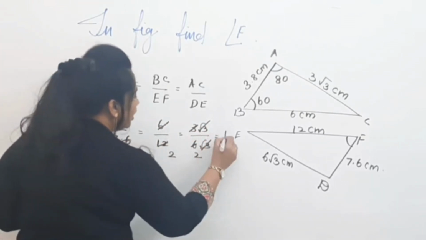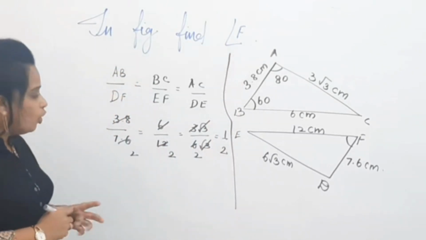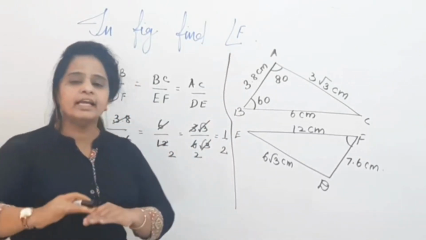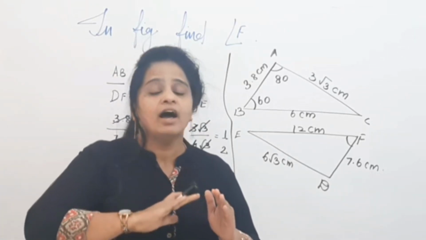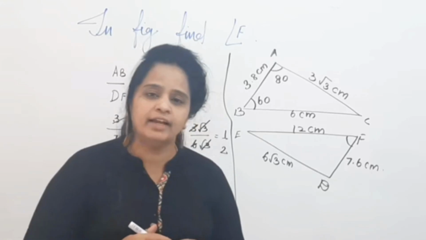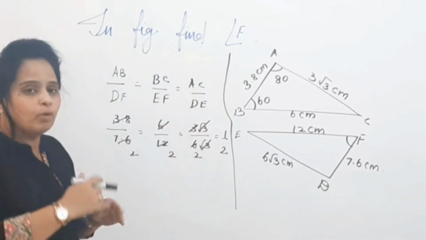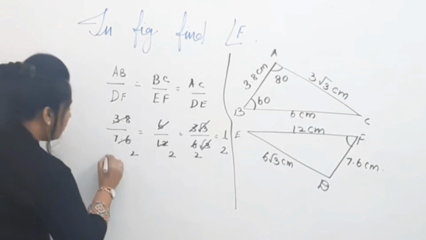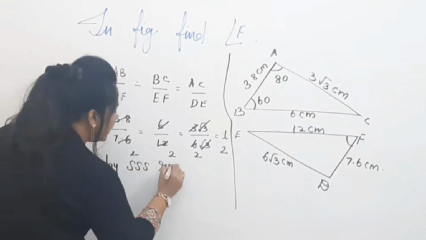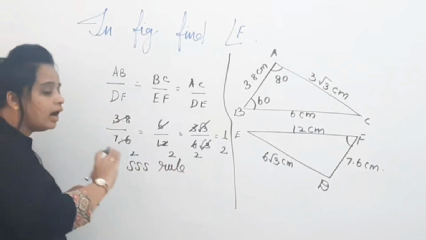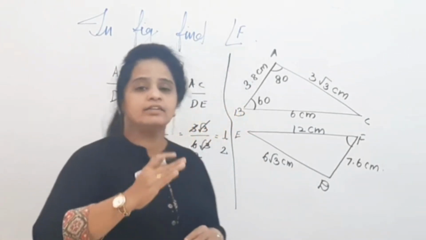So, my ratio is 1 by 2. That means all my ratios are equal. That means the corresponding sides are proportional. So, all three sides are in proportion. What can we say? By the triple S rule, we can say that three sides are proportional to the three corresponding sides of another triangle.